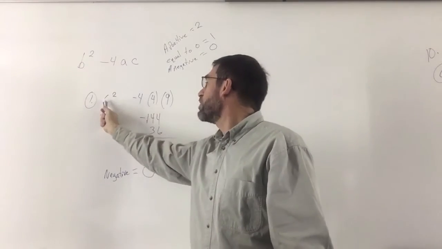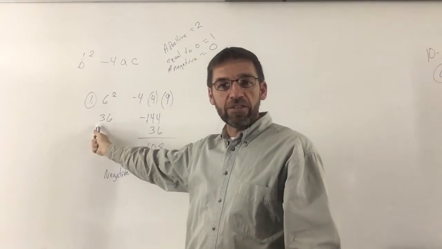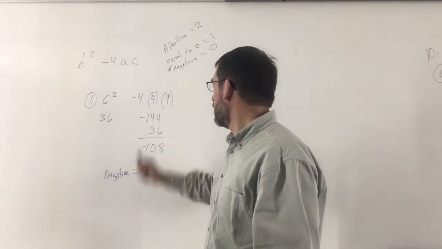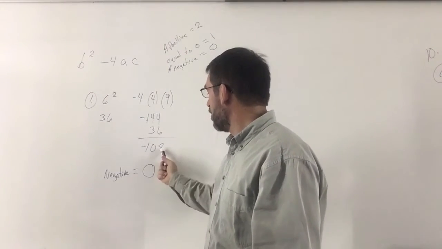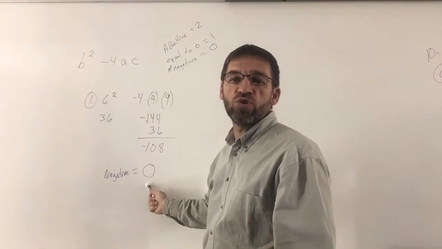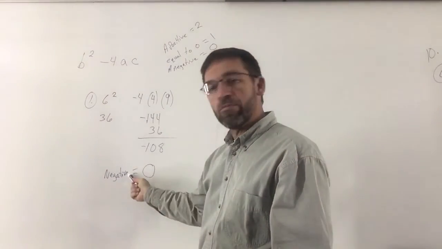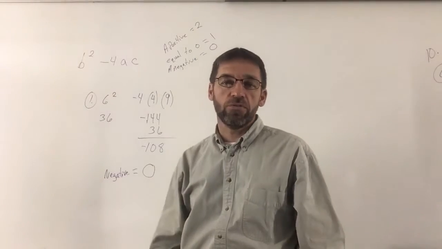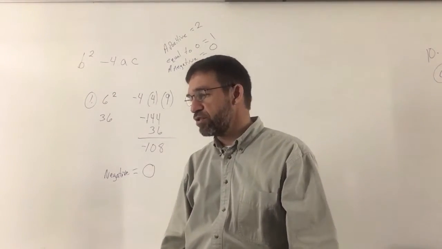144. And now 6 times 6 is 36 positive. I combined it with negative 144, and I come up with negative 108. There are no solutions. I've got a negative number, so it equals zero solutions. So your number one answer is zero solutions.